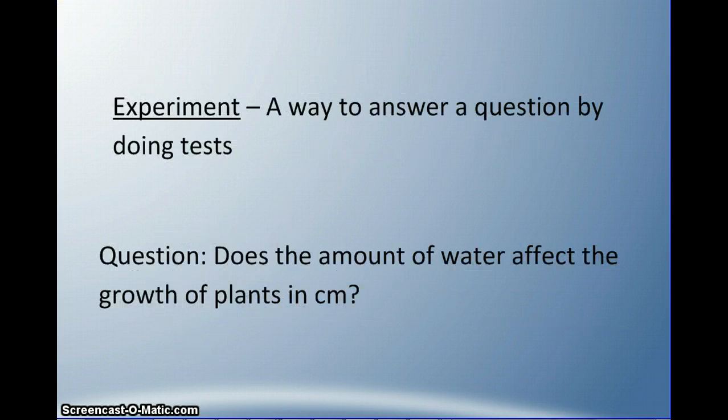Okay, so let's look at this. First of all, what is an experiment? An experiment is a way to answer a question by doing tests. Okay? Sometimes we do multiple tests, sometimes we do one test. The more tests that we do, the more valid our results are. So let's look at this question. Does the amount of water affect the growth of plants in centimeters? Okay?